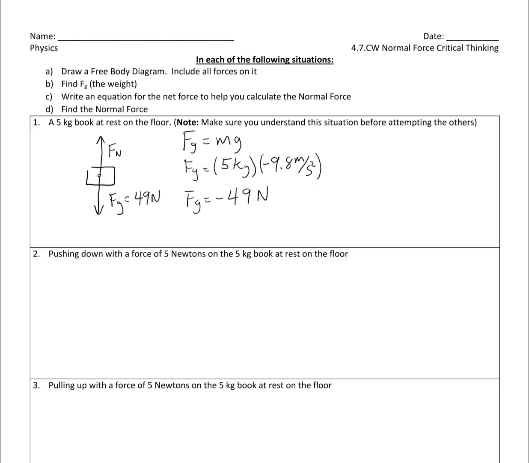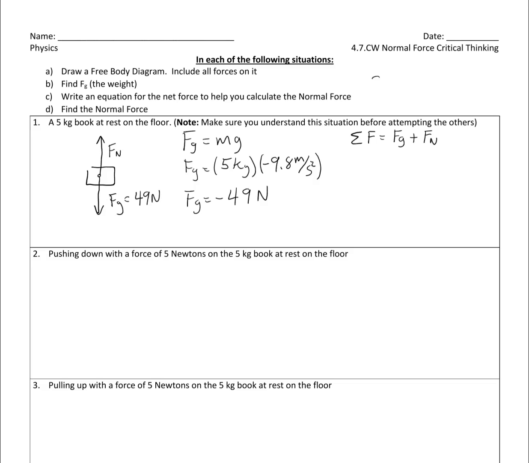Now the next step, C, says write an equation for the net force to help you calculate the normal force. Remember what net force is? Net force is just the sum of all the forces. That's what this sigma stands for, the sum of all the forces. So you just add all the forces together: Fg plus Fn. Now, this is kind of tricky. It's at rest on the floor. So you have to ask yourself, is this book accelerating? The answer is no, it is not accelerating. It has a constant velocity of 0 meters per second. Since it's not accelerating, that means there is no net force acting on it.